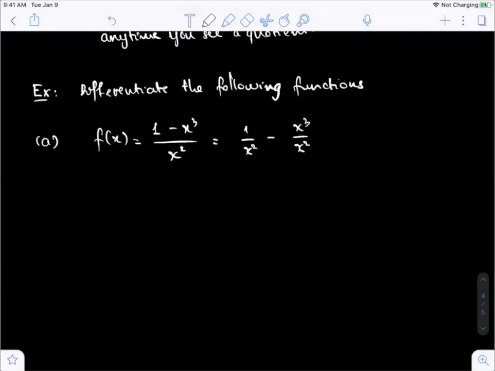All right. Because you want to take the derivative, try to change them into power functions. So 1 over x squared can be written as x to the negative 2, and x cubed over x squared can be simplified into x, so minus x. Now you want to take the derivative. This should be x to the negative 2 minus x, prime. This should give me negative 2 times x to the negative 3, minus 1.